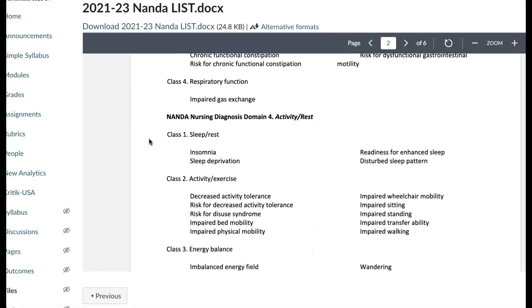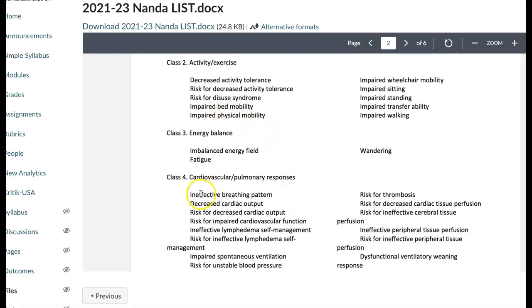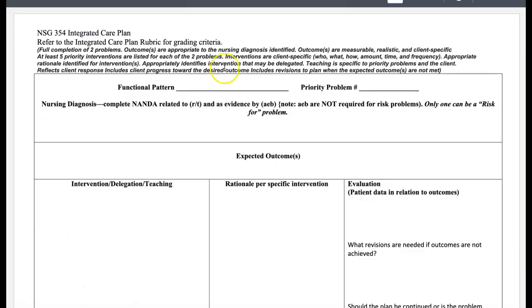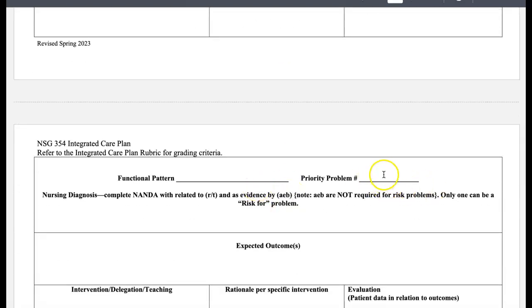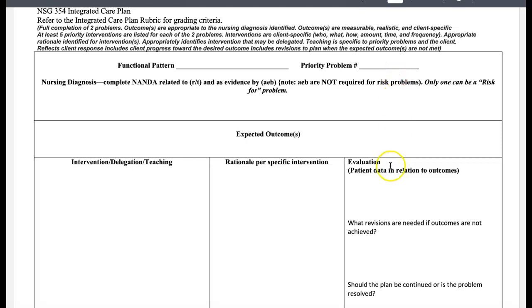There are times that you are going to pick those risk for decreased activity and tolerance. Perhaps they had a broken leg, or they recently had a heart attack. So you're going to pick those and then make sure that those match what you're putting in here. Once you've identified your priority problem, you can number this 1 and then number this one 2. If you've already filled one out, you don't have to redo it. But make sure that when you're doing priority, you're thinking ABCs: airway, breathing, circulation.